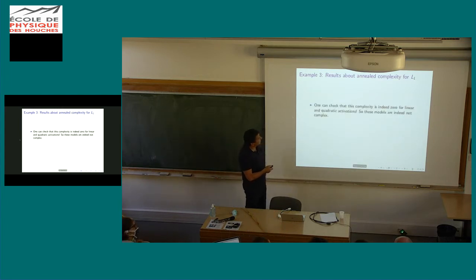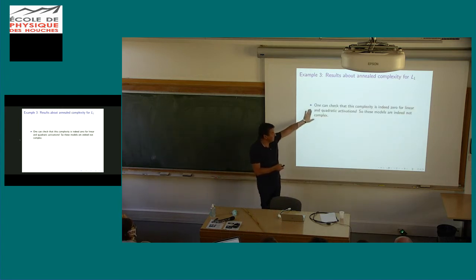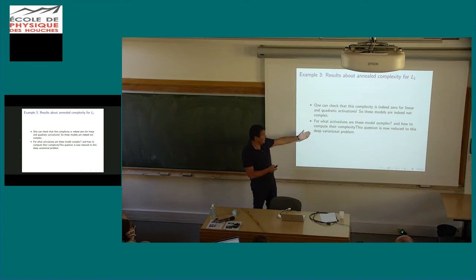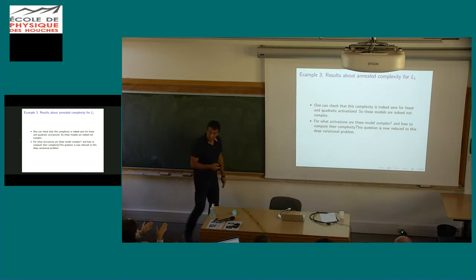Okay, so anyway, you can check that the complexity is in fact 0, happily, for linear and quadratic activation. So those models are not complex. The question is for what activation are these models complex and how to compute this complexity. And now you have to solve this variational problem. Quadratic activation and absolute value activation is kind of the same thing.